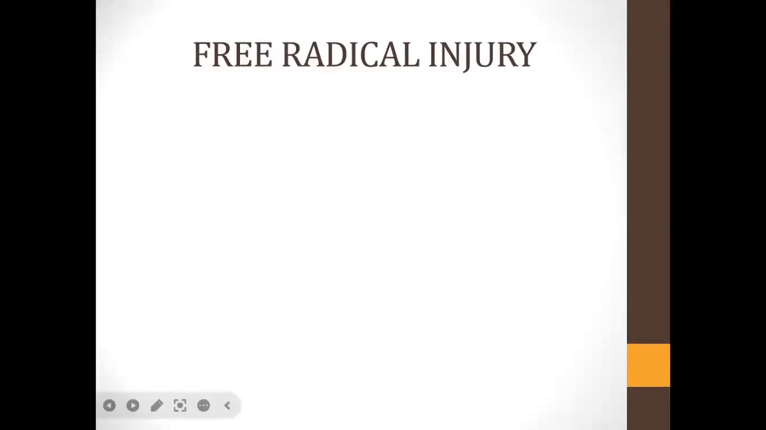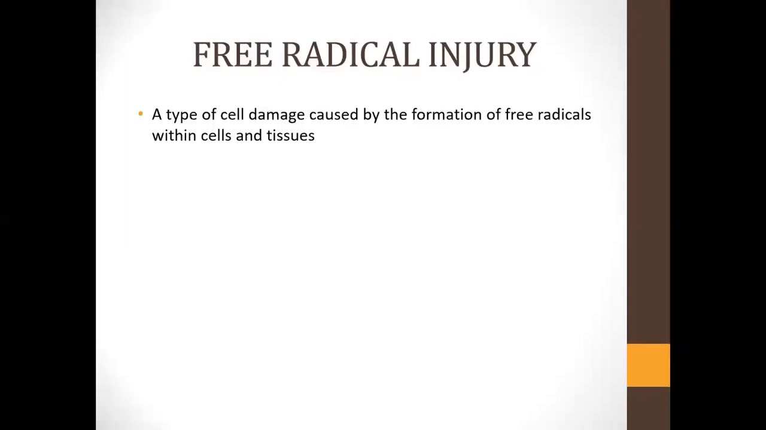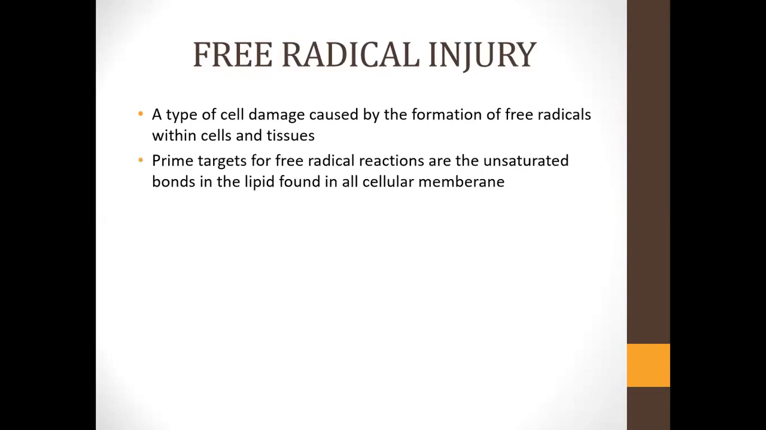Let's discuss free radical injury. It is a type of cell damage caused by the formation of free radicals within cells and tissues. The primary targets for free radical reactions are the unsaturated bonds in lipids found in the cellular membrane. Recall that the cell membrane is composed of an asymmetric lipid bilayer with embedded or attached membrane proteins. And one of the characteristics is the fluidity. The fluidity of membrane changes depending on the composition of the bilayer and the environment temperature.